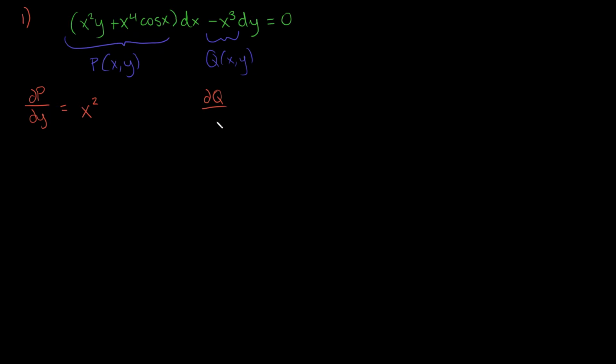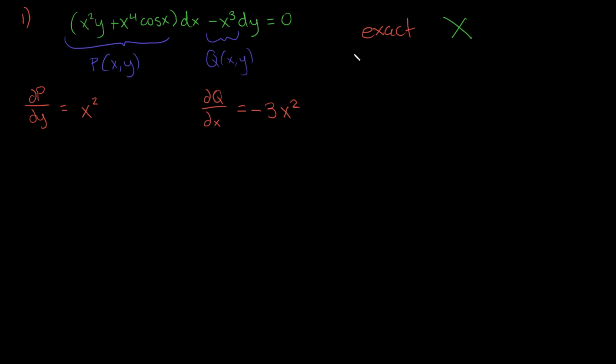Partial derivative of q with respect to x, well, we just have this negative x cubed term. That's going to turn into negative 3x squared, and we see these partial derivatives aren't equal. They're close to being equal, but one of them has a negative 3, and they have to be exactly equal for it to be exact. So, okay, is it exact? No. So it is not exact.